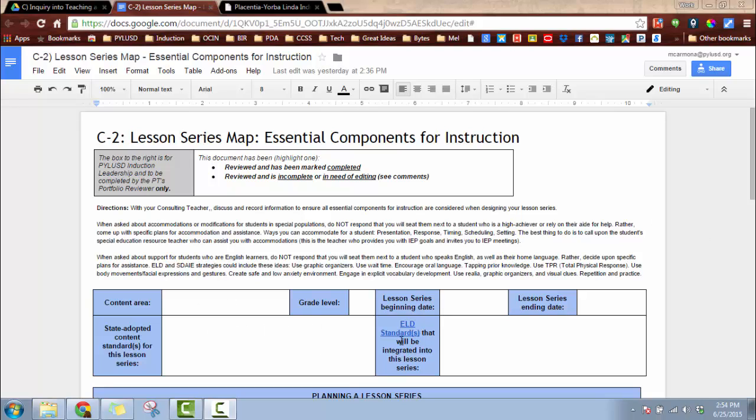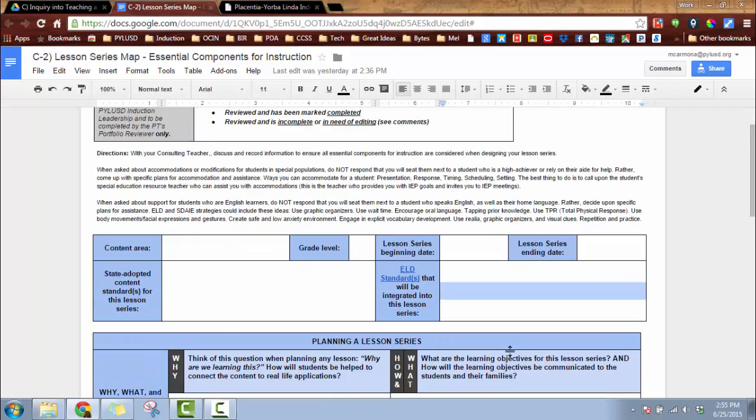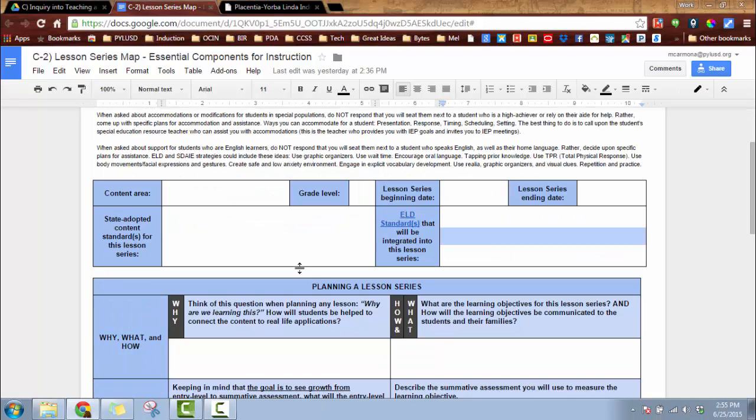Now, there are some little line items like content area, grade level. These are going to help out your portfolio reviewer who may not know you really well. And it also helps me as I review your documents. It reminds me what you teach and at what grade you're instructing. And then you're going to just kind of give a ballpark beginning date, a ballpark ending date. This may change. As we know in instruction, when you're teaching, things kind of change as you go through. Some things take a little longer, some things don't. You can always modify these later.